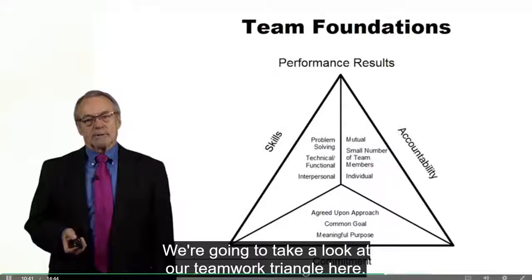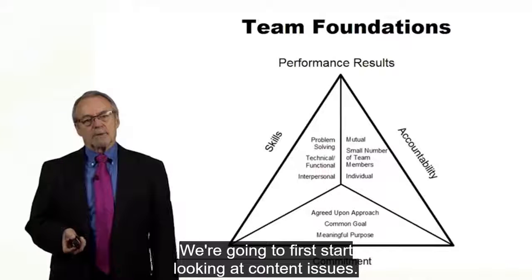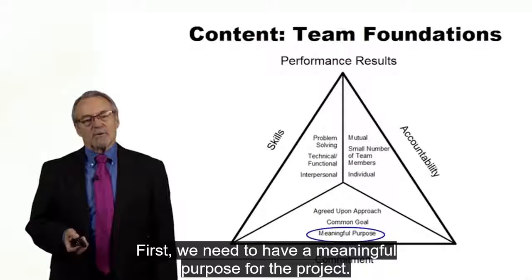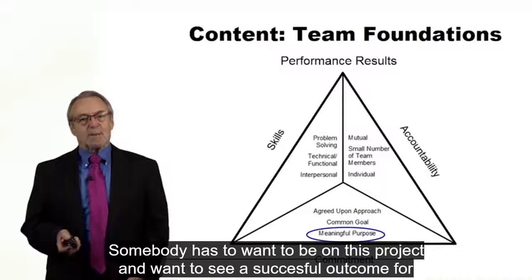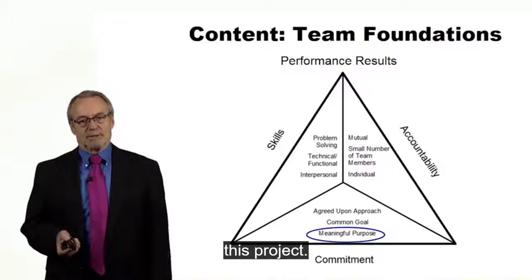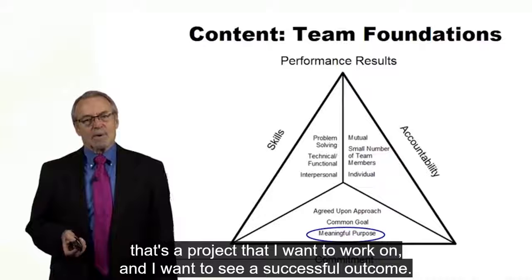We're going to take a look at our teamwork triangle here. We're going to first start looking at content issues. First, we have to have a meaningful purpose for the project. Somebody has to want to be on this project and want to see a successful outcome for this project. So we'll say we have people on here that say, yeah, that's a project I want to work on, and I want to see a successful outcome.